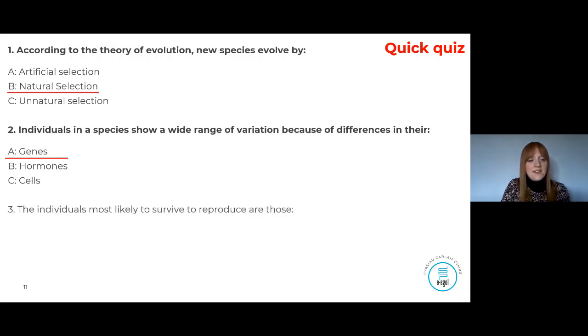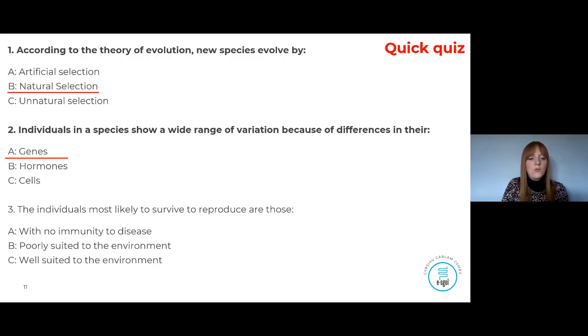The last one then, the individuals most likely to survive to reproduce are those: A, with no immunity to disease, B, poorly suited to their environment, or C, well suited to their environment? Which ones are most likely to survive? If you said C, you were right. They've got to be well suited to their environment.